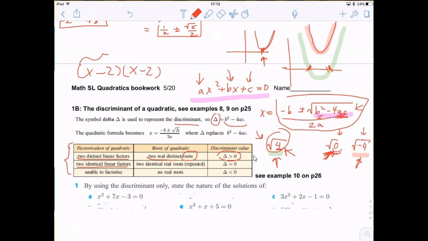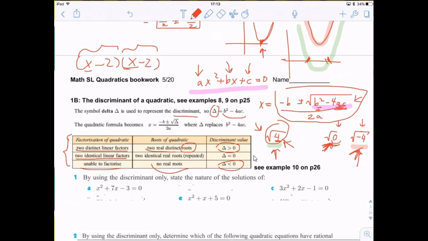But remember that whenever you factor a quadratic equation, you end up with 2 binomials here, and even if they're the same, you can see that you have the same factor twice, right? So that's why they say 2 identical factors, okay? Unable to factorize means there's no real roots, or there's a square root of -4 or something here. That'll mean that the discriminant is less than 0, okay? So that means it does not cross the x-axis.